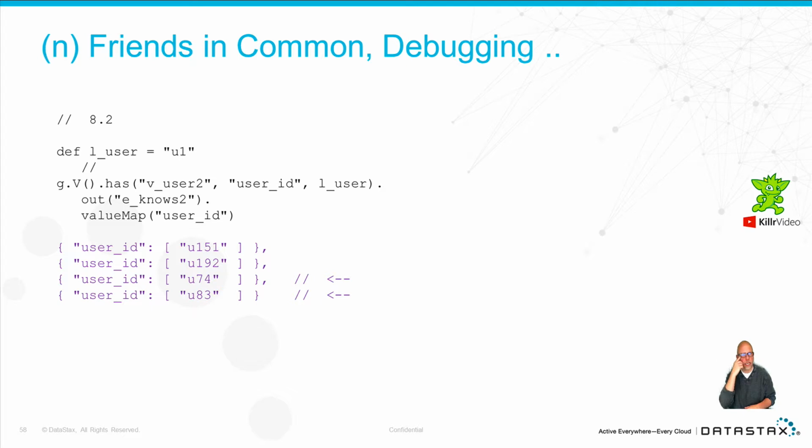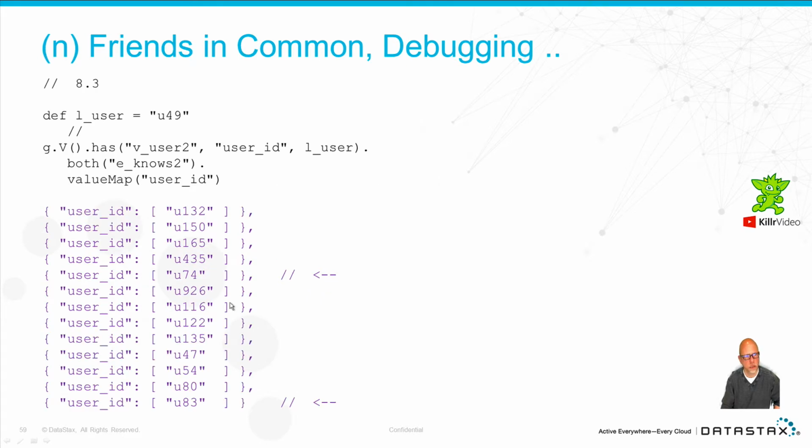If we change this or debug it, and we've seen some of this before, who did user U1 know? He knew these 4 people. We did this before, so we're debugging. If we do both here, we move to U49. We're looking at it from the other end of the scope. U49 knew a bunch of people and was known by a bunch of people. That's why the both returns this.